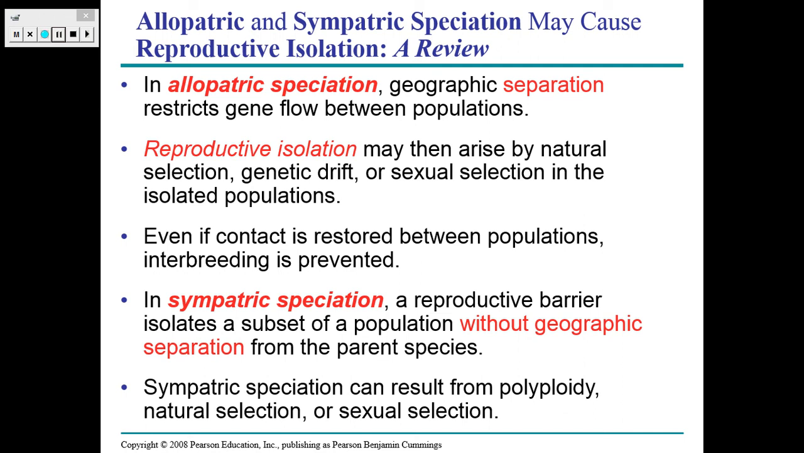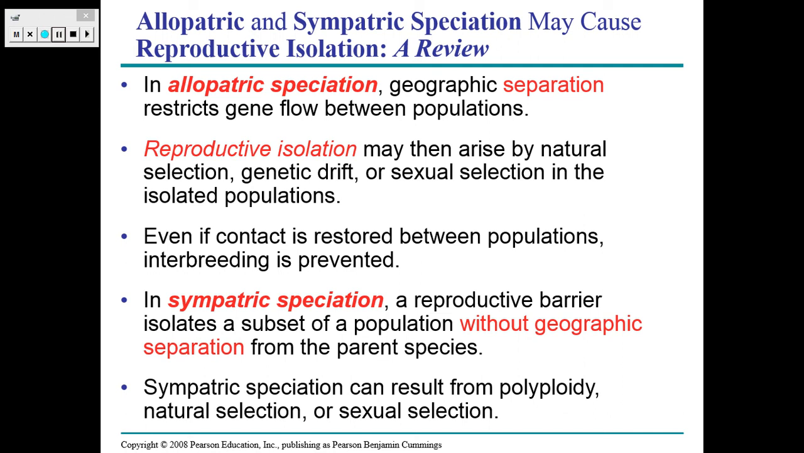Okay, so to kind of sum up what we've done so far, allopatric and sympatric speciation are going to cause reproductive isolation. Those are the two ways. Allopatric speciation is when the geographic separation is going to restrict gene flow. Then reproductive isolation occurs through the other forms of evolution, natural selection, genetic drift, sexual selection, whichever it is that's going on. Even if contact is restored between the populations, interbreeding is prevented. So that tells us that we have a brand new species.